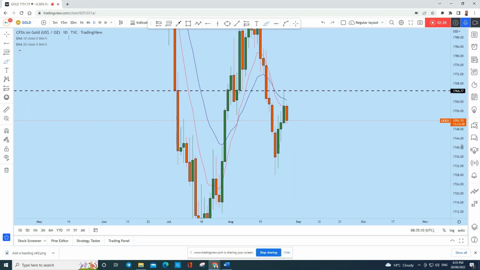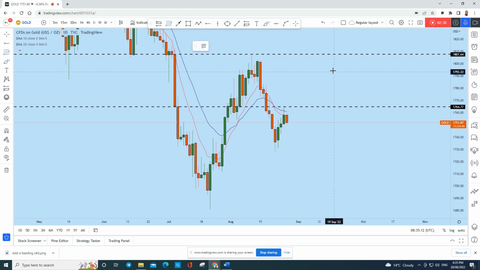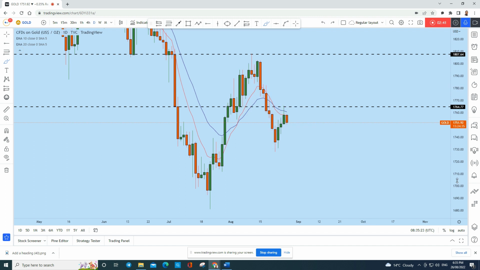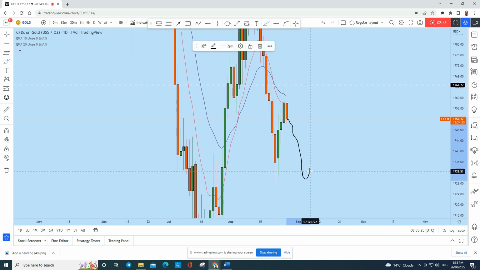So if we take our Fibonacci on the daily perspective, we can see that from the high to the low, gold has retraced exactly 50%, which is the monthly opening and close, and we have seen a rejection. So we can expect gold to continue to drop in this direction on the daily perspective as well.